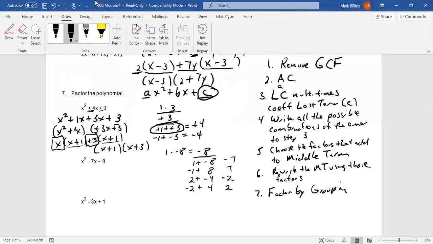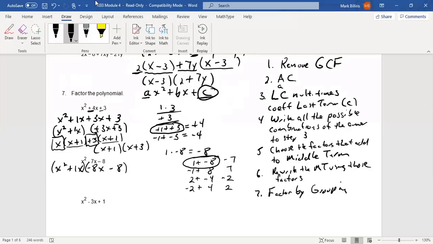So I'm going to choose the factors that add to give me the middle term. My middle term is a negative 7. So I'm going to choose the positive 1 and the negative 8. Next, I'm going to rewrite the middle term using these factors. So it's going to be x squared plus 1x minus 8x minus 8. Next, I factor by grouping. So I'm going to group the first two together and the last two together, sign and all.